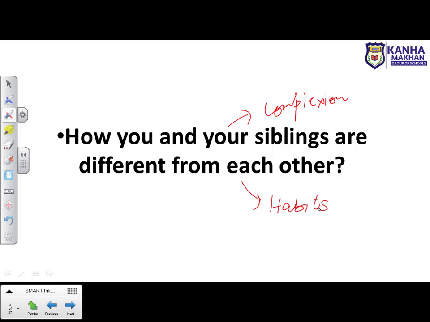Yes. So let's talk about other things. Maybe preferences. Some things that you might prefer but your siblings might not prefer. Am I right or not? Then your gender is also different. Maybe you are a boy and your sibling is a girl, or you are a girl and your sibling is a boy. It can also happen.